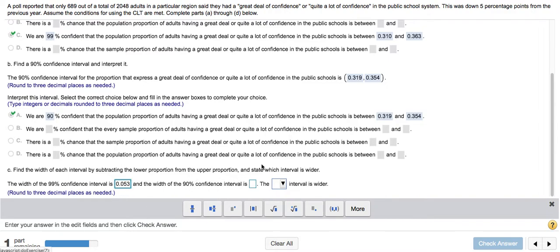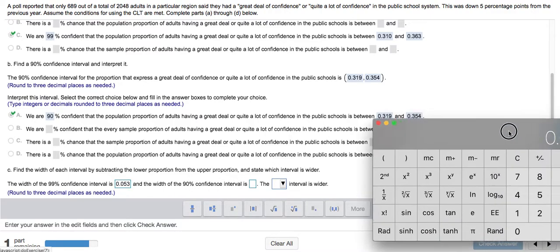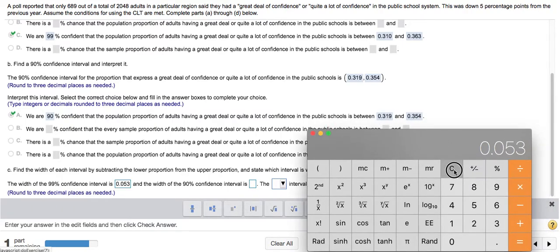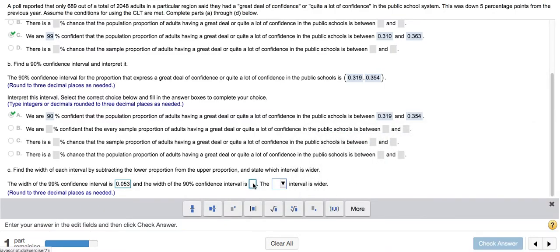And with the 90% confidence interval, these two values here: 0.354 minus 0.319. That's 0.035. Notice it's smaller than this one here. So the wider interval is going to be the 99% confidence interval.